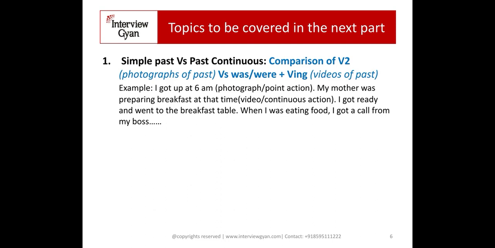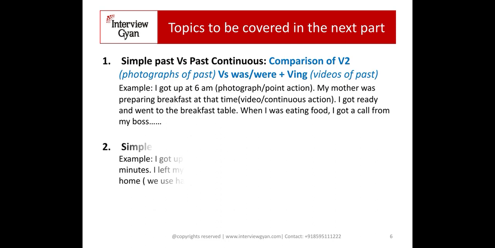Now just compare the first two sentences. I got up at 6 a.m. is a point action. You don't have any information about what happened before 6 and after 6. So it could be taken as a photograph, and my mother was preparing breakfast at that time is a video recording. It includes this information that the action started before 6 and it would end after 6. So we are going to have a very thorough discussion on this particular topic in the next session, guys.